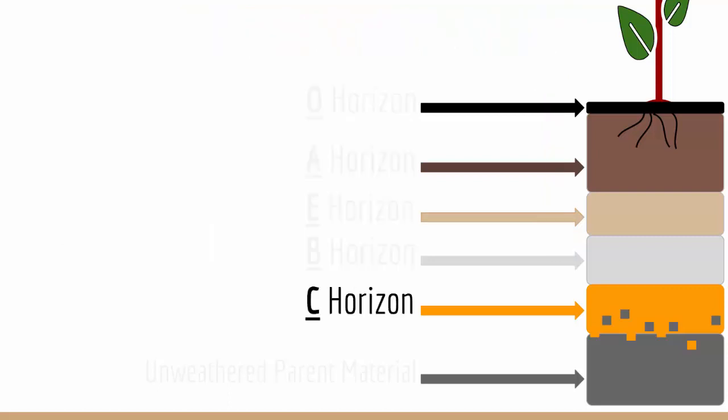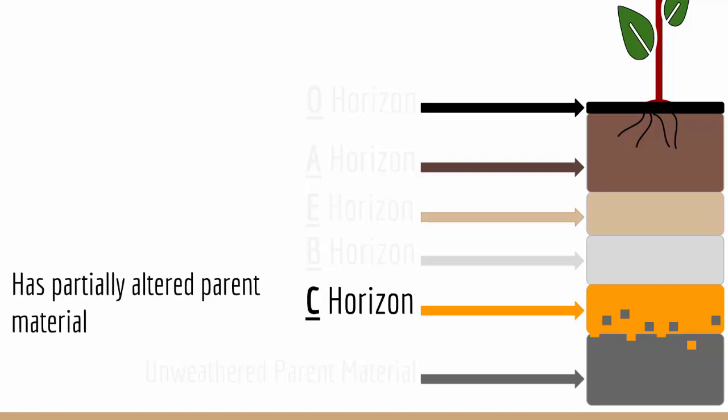The other horizon that we have is the C horizon. The C horizon has partially altered parent material. Since after the C horizon we have unweathered parent material, some of the weathered parent materials come to the C horizon, and as you can see, some of the bedrock is weathered away and is in the C horizon. So the C horizon has partially altered parent material.